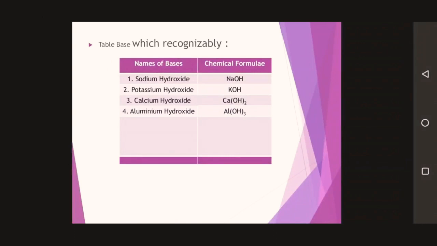Now here are some examples of bases. The first one is sodium hydroxide, the formula is NaOH. Second is potassium hydroxide, and the formula is KOH. Next is calcium hydroxide, and the formula is Ca(OH)2. And the last one is aluminum hydroxide, and the formula is Al(OH)3.